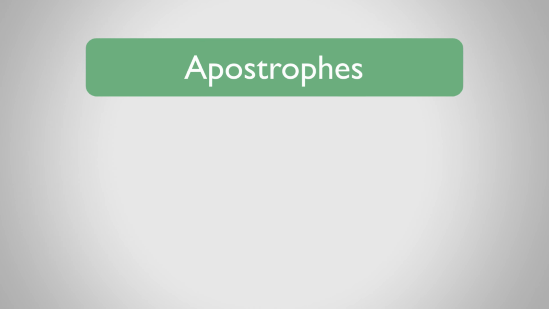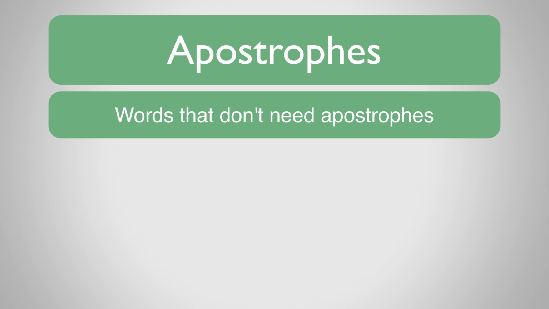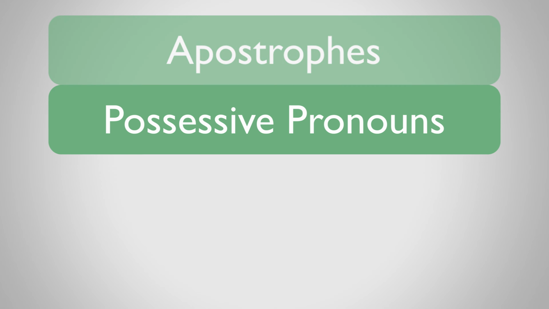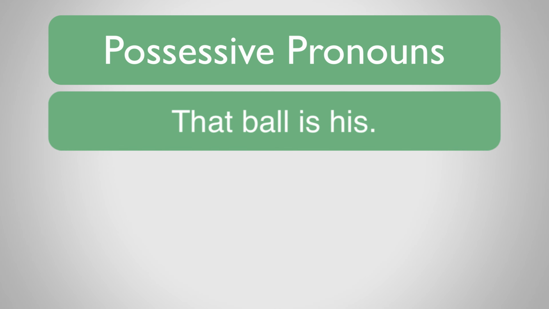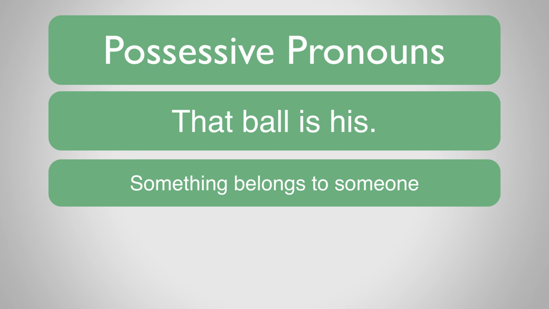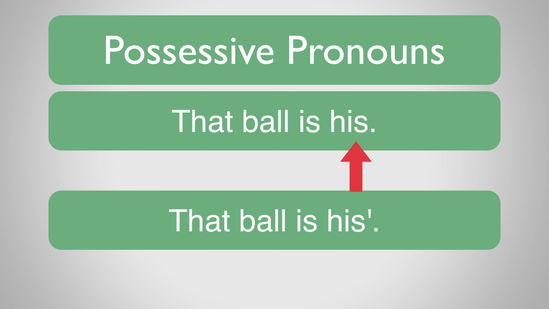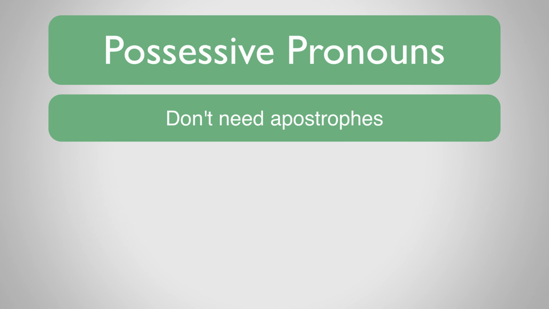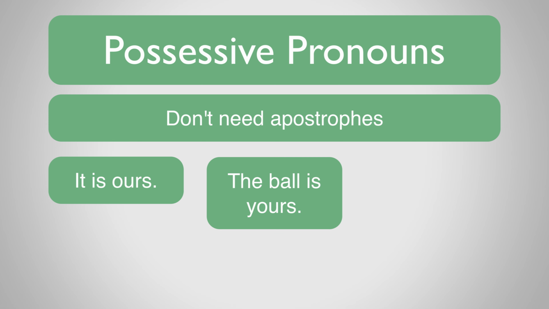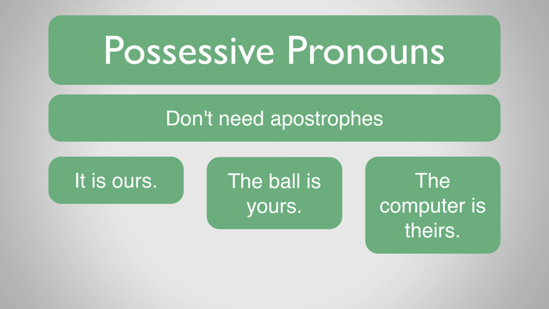Okay, so what about common words that don't need apostrophes, but are often given them in error? One example is possessive pronouns. For example, that ball is his. Clearly we're talking about something belonging to someone, so surely we should use an apostrophe at the end of the owner. Well, no, not with possessive pronouns. It's the same with these other examples. It is ours, the ball is yours, the computer is theirs. None of these require an apostrophe, even though they are showing possession.